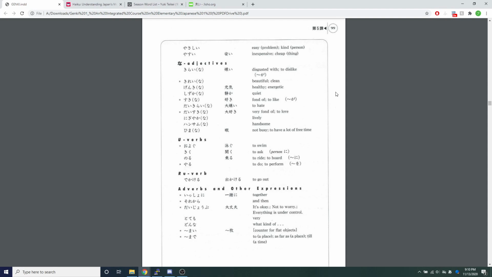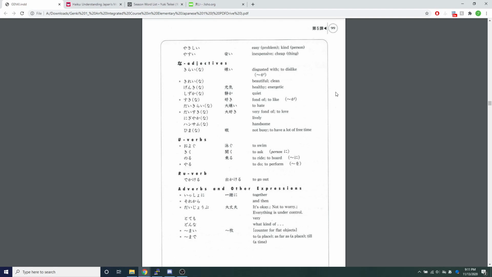Let us continue. They have lively here. Nigiyaka na. I can't say I've ever used this word, but there it is. Let's see. My book has the word for handsome in there. I don't think you really use that anymore. Hima is to be not busy or to be free, to have a lot of time. So if somebody asks you, Konshu wa isogashii, is this week busy for you? You can say, Iie, hima desu. No, it's free, right? No, I'm not busy.